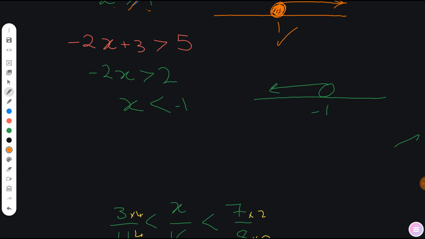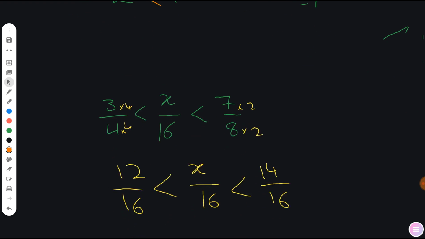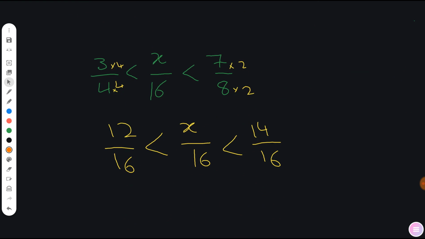In this question, we have 3 over 4 less than x over 16, less than 7 over 8. What is the value of x? Give us x as an integer. We need to make them the same denominator. Multiply by 4 to make it 16, 4 up and down, and multiply the 7 over 8 by 2, this will be 12, this will be 14, so x equal 13.